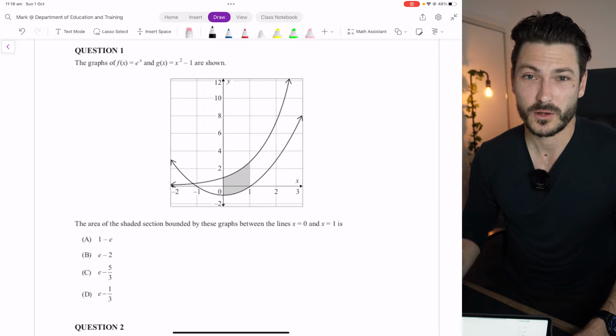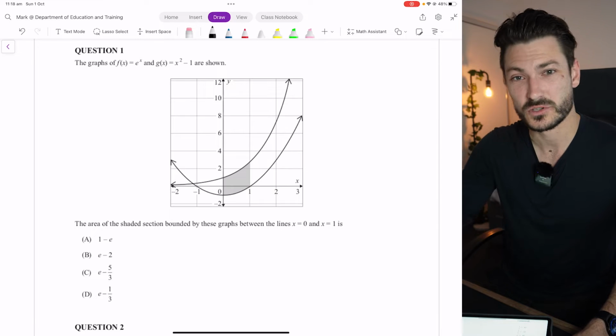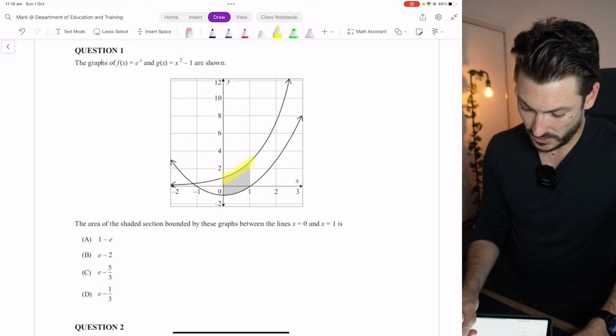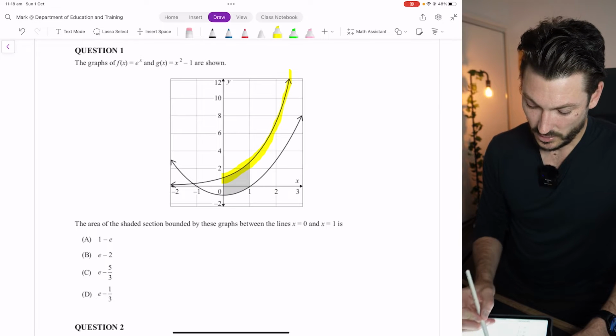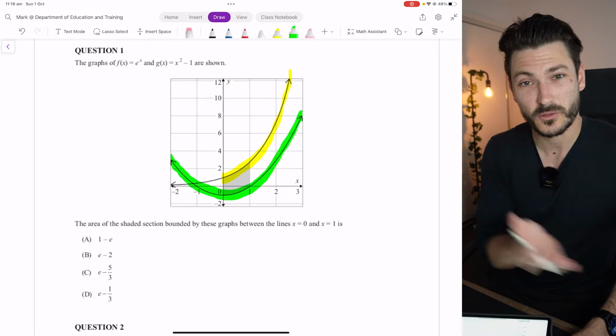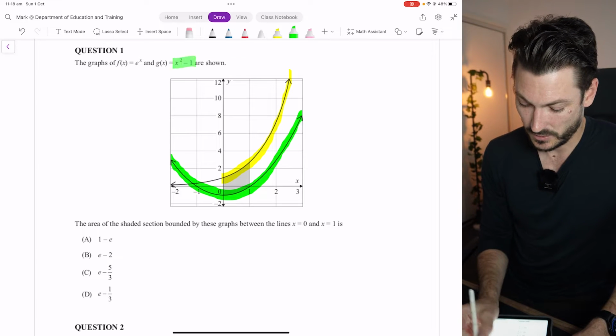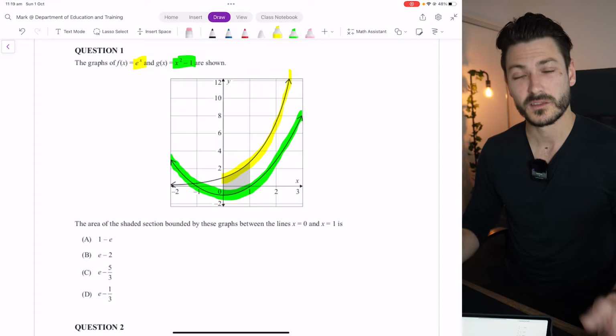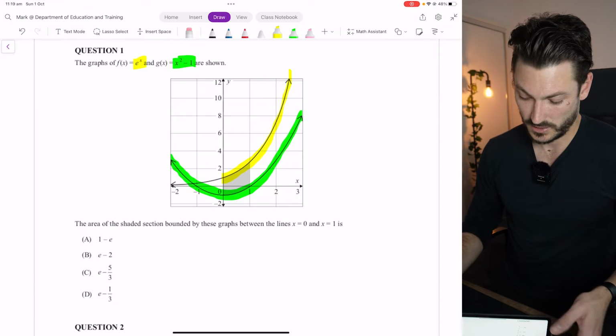All you have to do is figure out which one is the higher up function, which one is more positive. If we're looking here, I can see that this function here is an exponential function, whereas the other function is a quadratic because it has the smiley face, whereas the other one just tapers off. So we're going to have the green one being x squared minus 1 and e to the x being the yellow one, which means when we do the subtraction, the yellow one comes first.